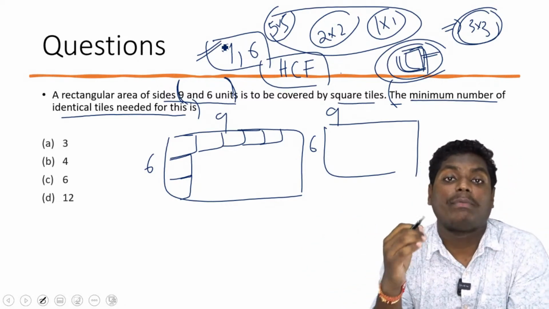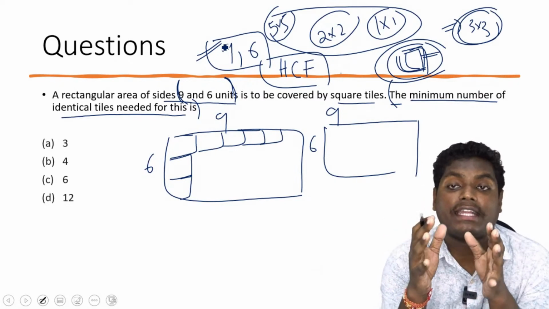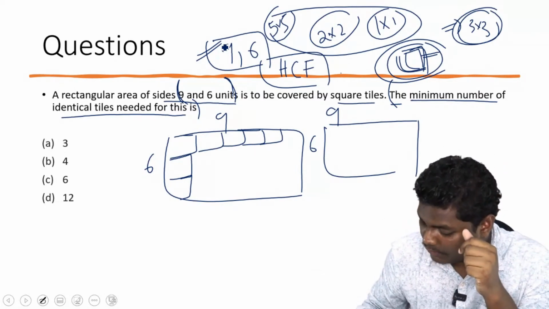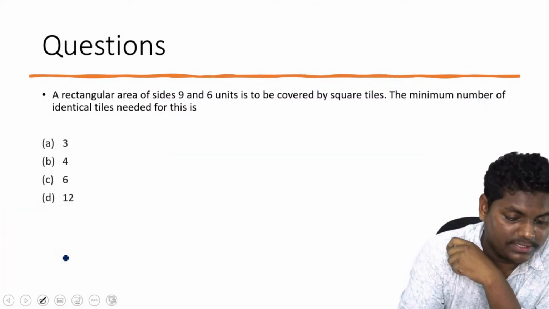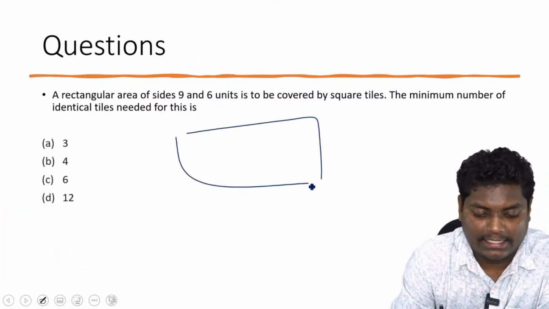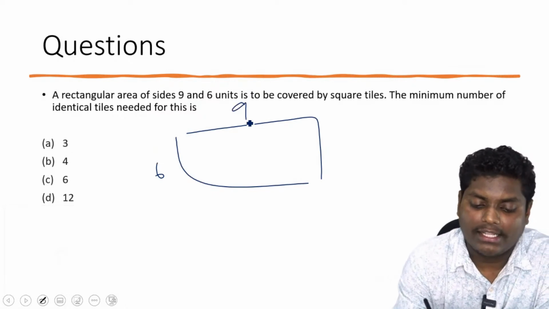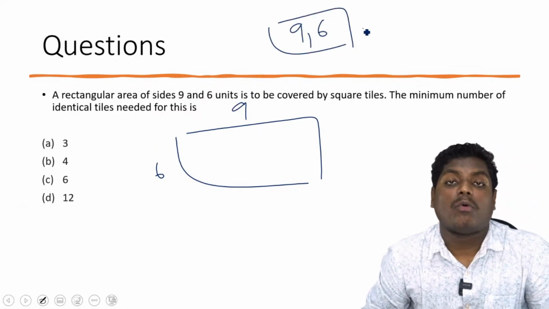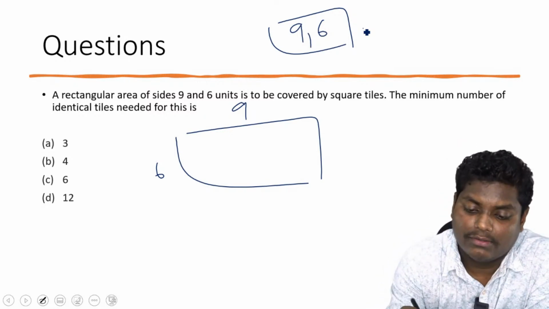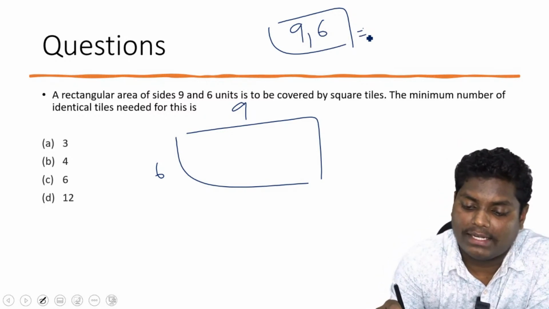If we pick any other number, the tiles won't fit in properly. So let's try and see. I'll just remove this. We need to fill in 6 cross 9. What is the HCF for 9 and 6? We can find it out.